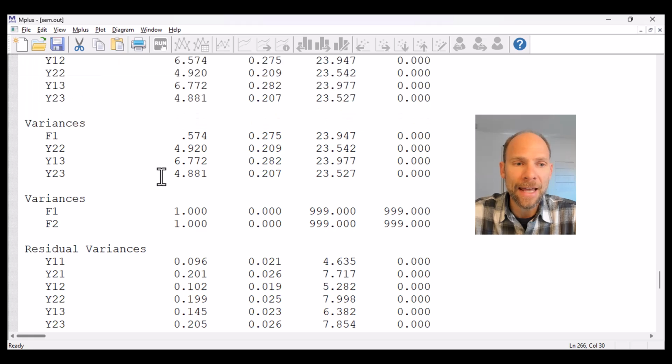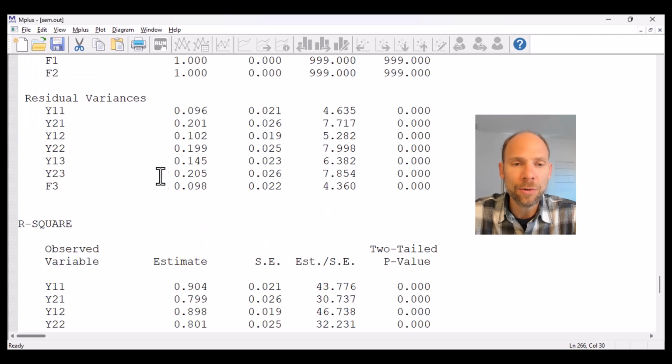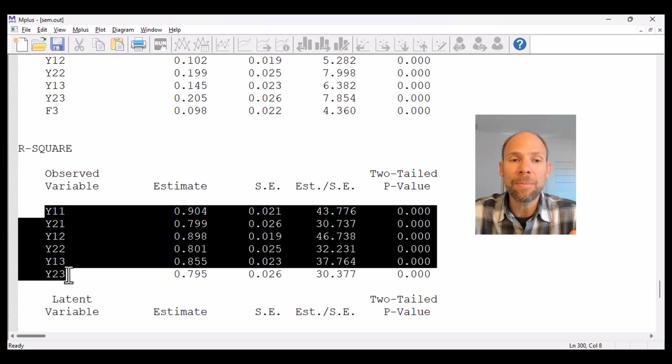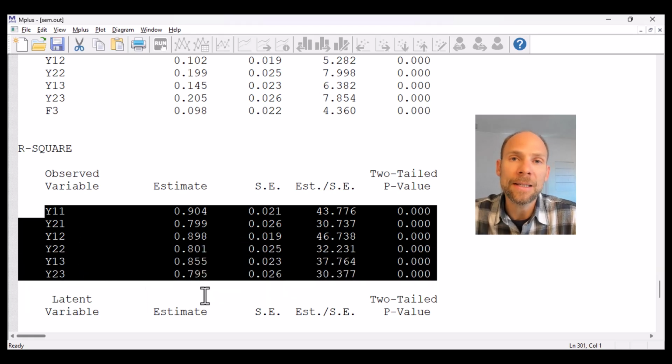And then at the very end, you get the standardized residual variances, which indicate 1 minus r squared in Mplus, as well as the r squared for all dependent variables, including the latent dependent variable F3. Remember that each observed variable is a dependent variable because each observed variable is dependent on its factor. Each one appears in a regression equation where the factor is the predictor. And so we get an r squared for each observed variable, and that r squared has a clear interpretation.